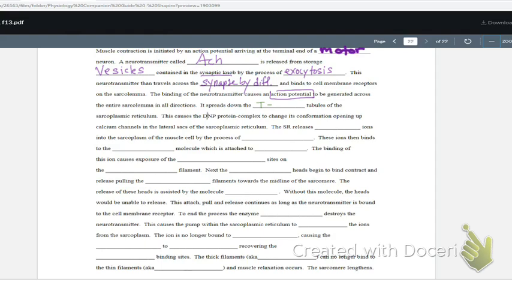This causes the DHP protein complex to change its conformation, opening up the calcium channels in the lateral sacs of the SR. The SR will release calcium ions into the sarcoplasm of the muscle cell by the process of diffusion. They've been concentrated by active transport, which took ATP. Their release is just by diffusion, a passive mechanism. No ATP, right?